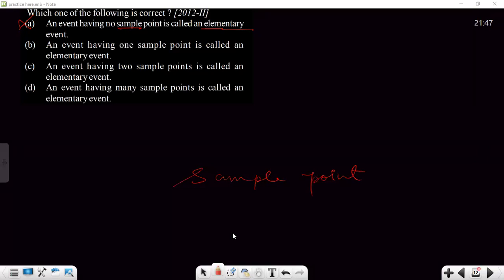Do you guys take notes? Sir, do you want me to answer? Yes. What is a sample point? No, I thought you were asking Guru sir.